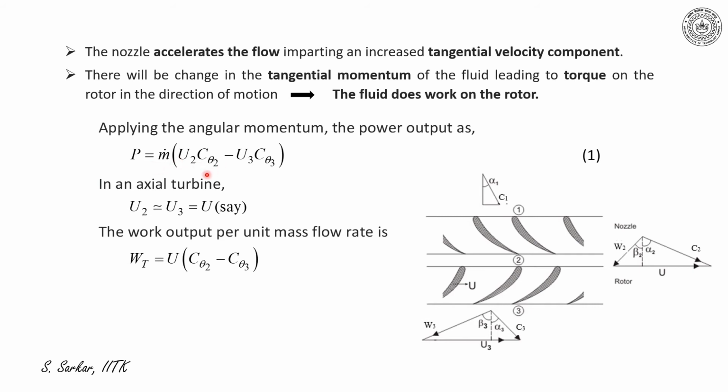C theta is the projection of C in the tangential direction. In an axial turbine, we can assume U2, that is blade speed, is equal to U3 equal to U. So if we consider U2 approximately equal to U3, designated as U, the work output per unit mass flow rate is given by Wt is equal to U into C theta 2 minus C theta 3.